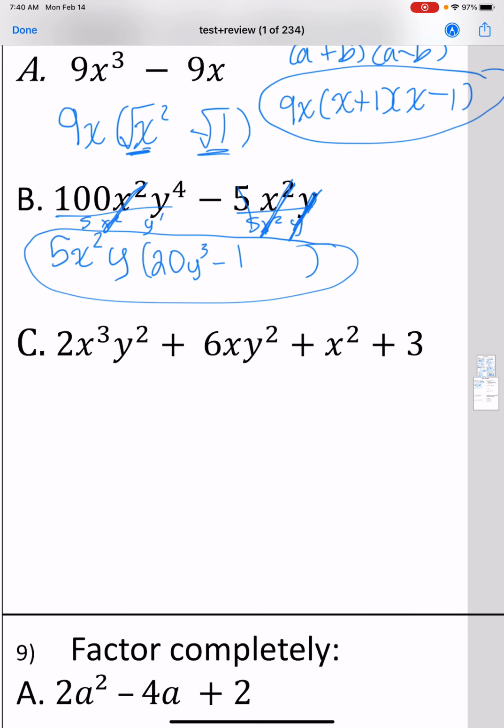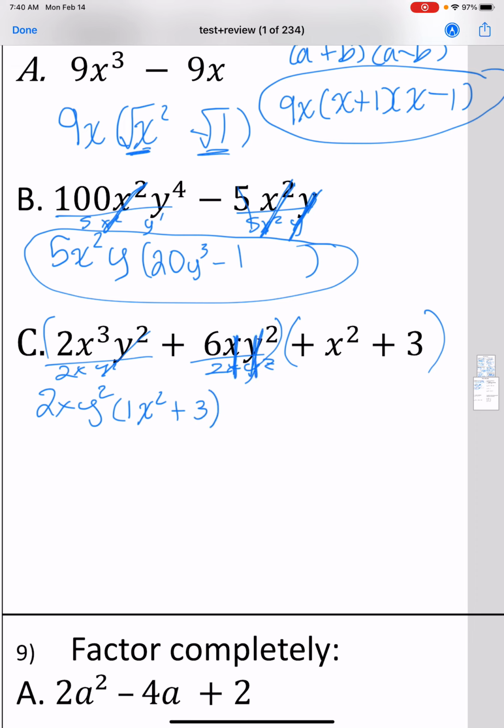Okay, this one is factor by grouping. This is my first group. This is my second group. This one has a 2, at least 1x, and 2 y's. And then we divide to figure out the numbers that go on the inside. 2 divided by 2 is 1. X to the third power divided by x is x squared. This would also make 1, so we just don't write it. This one would be 6 divided by 2 makes 3. X over x makes 1, and y to the second over y to the second also makes 1.